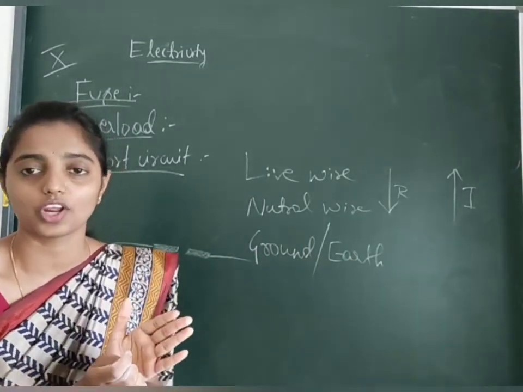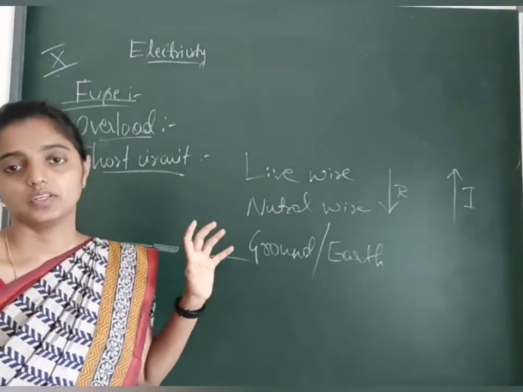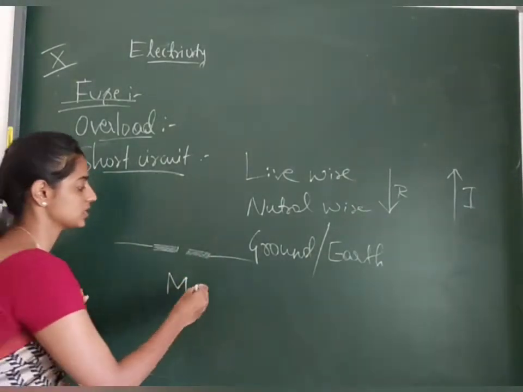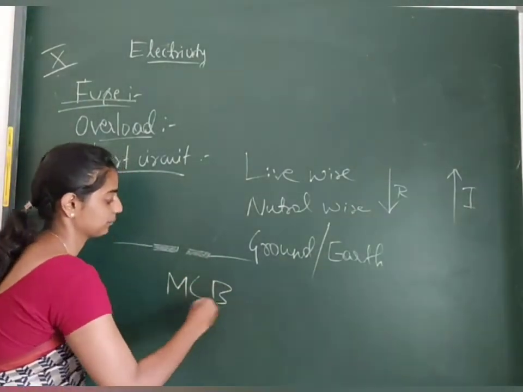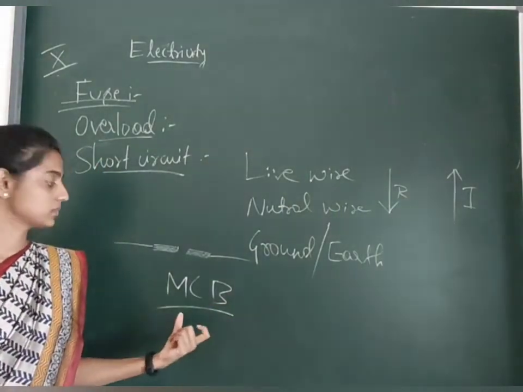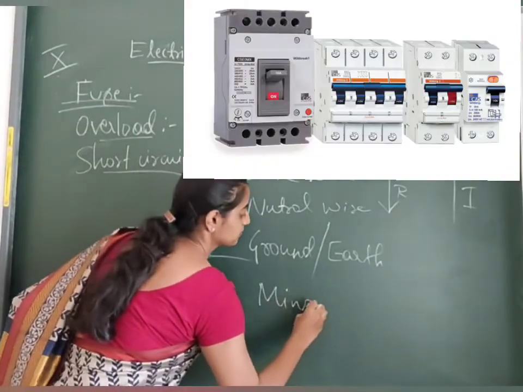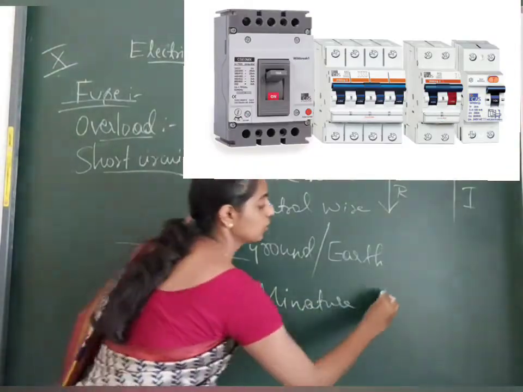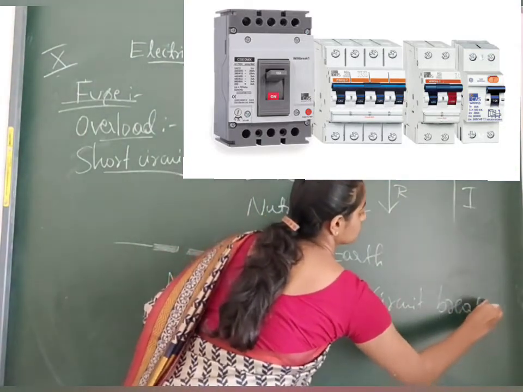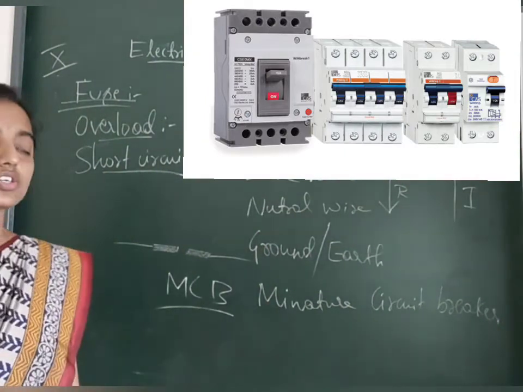Now here we have one more advantage. From long back, to avoid this incident, we are using one more device such as MCB, which is important for one more question. That means you need to expand this MCB. Now what is this MCB? MCB is nothing but miniature circuit breaker. So you need to remember this one. For one mark you will get miniature circuit breaker.